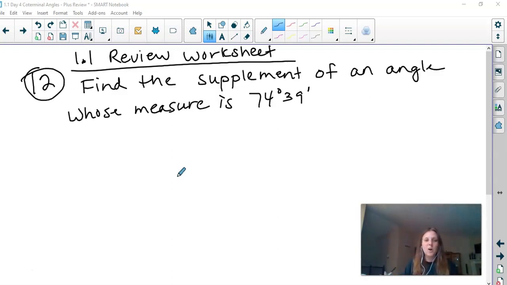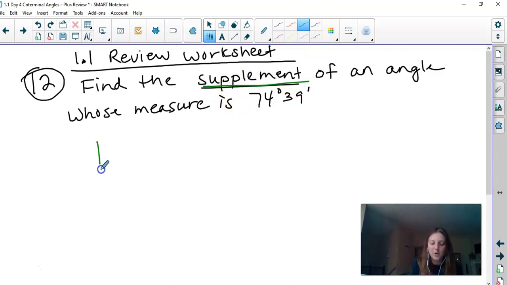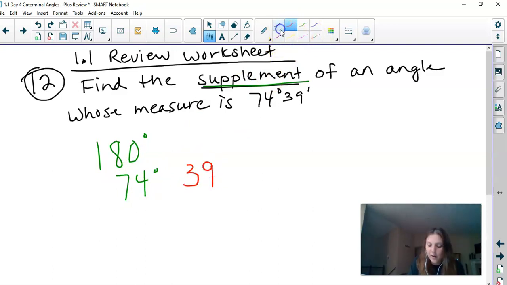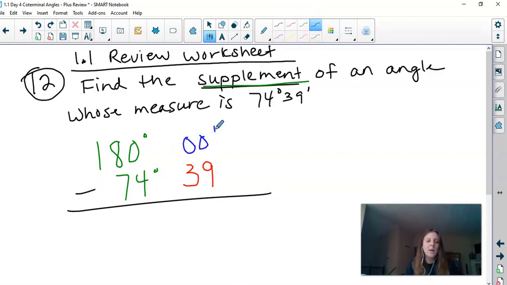So let's look at number 12. It says, find the supplement of an angle whose measure is 74 degrees 39 minutes. Find the supplement. So the key word here is supplement. Hopefully you remember that supplement means that you have two angles that add up to 180 degrees. So if you know one of the angles is 74 degrees 39 minutes, you can find the other angle by subtracting. When we did this, we put in the zeros and we had to borrow.